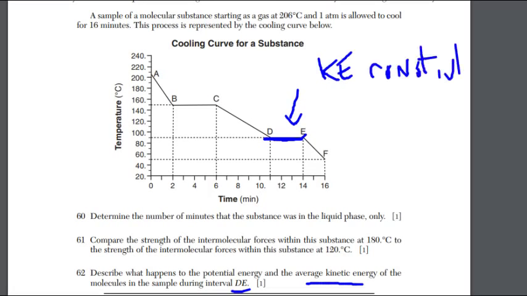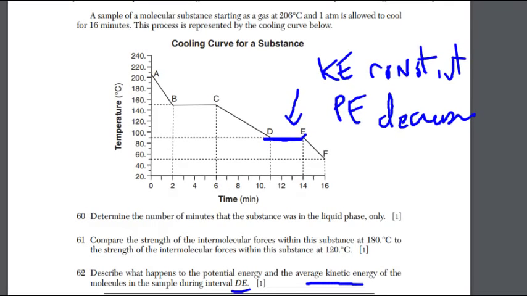But what's happening here, remember, this is a cooling curve. So the temperature is decreasing. We're pulling the energy out. So potential energy decreases. Okay, so again, kinetic energy stays the same or is constant, and potential energy decreases.